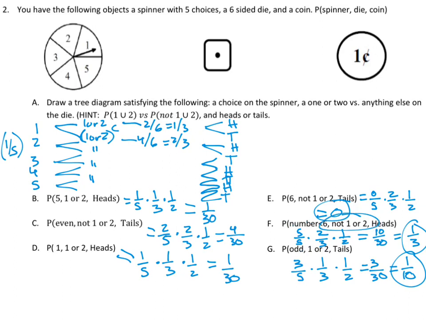Times not 1 or 2, which is 2/3, and then times heads, which is 1/2, and that'll give you 10/30, which is 1/3. And then the last one, probability of odd is 3/5, probability of 1 or 2 is 1/3, and probability of tails is 1/2. And so you're going to get 3/30, which is 1/10. And so there's your probabilities, wonderful things that they are.